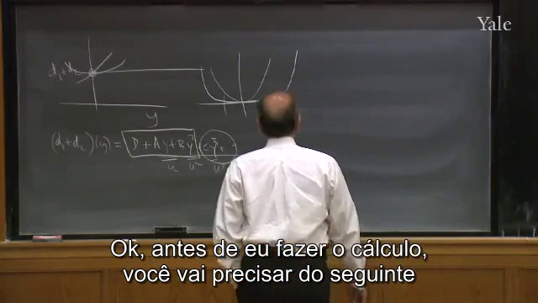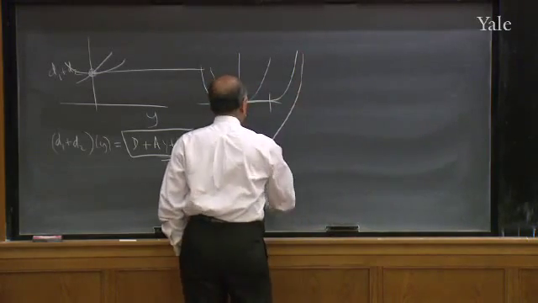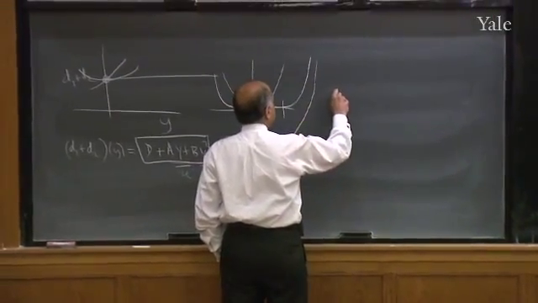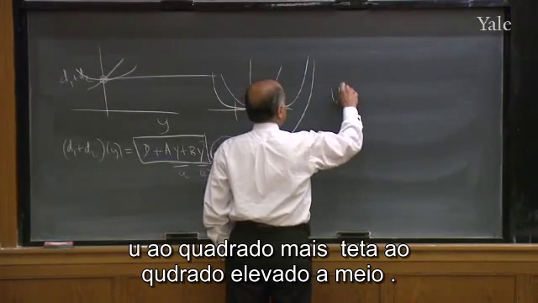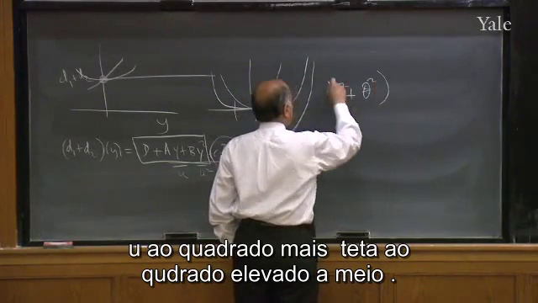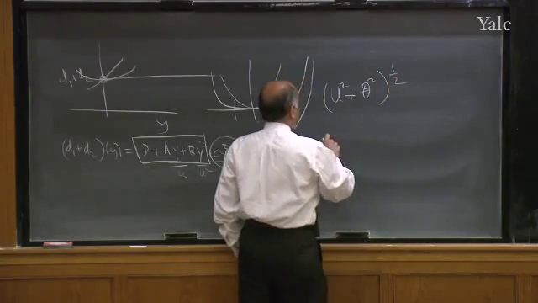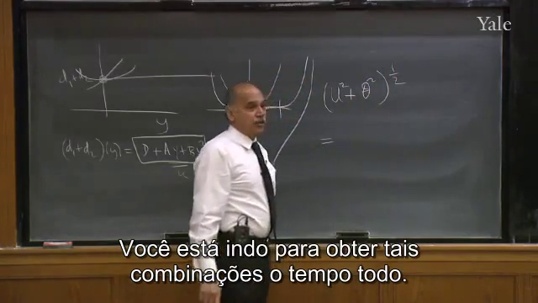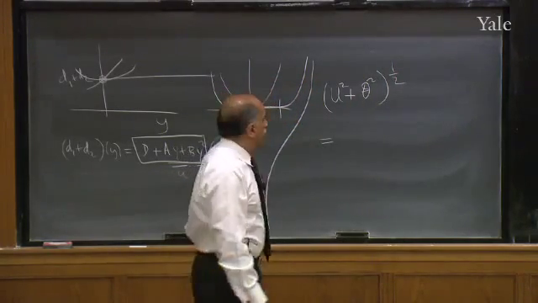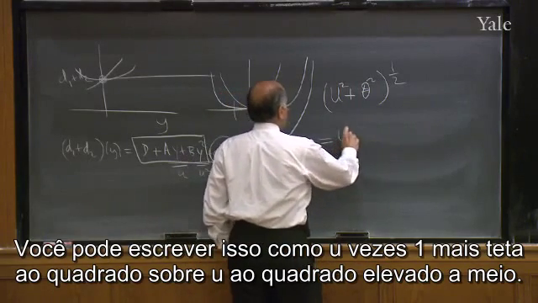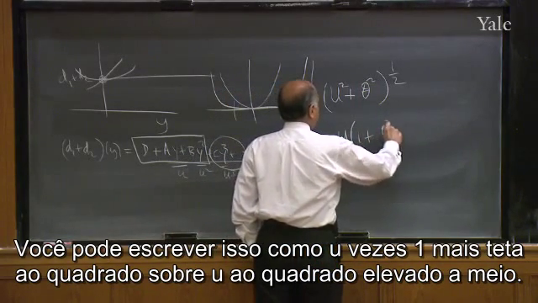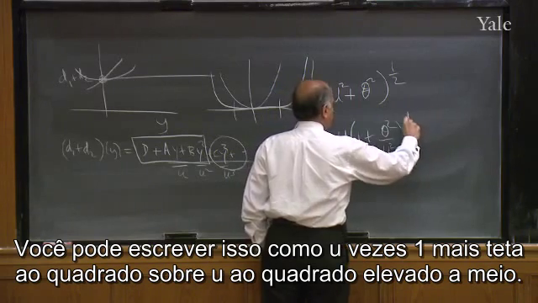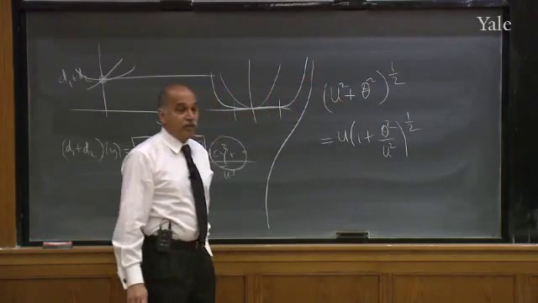Okay, before I do the calculation, you're going to need the following approximation. (u squared plus theta squared) to the power 1/2. You're going to get such combinations all the time. You can write that as u times (1 plus theta squared over u squared) to the 1/2. That's exact. Yes?